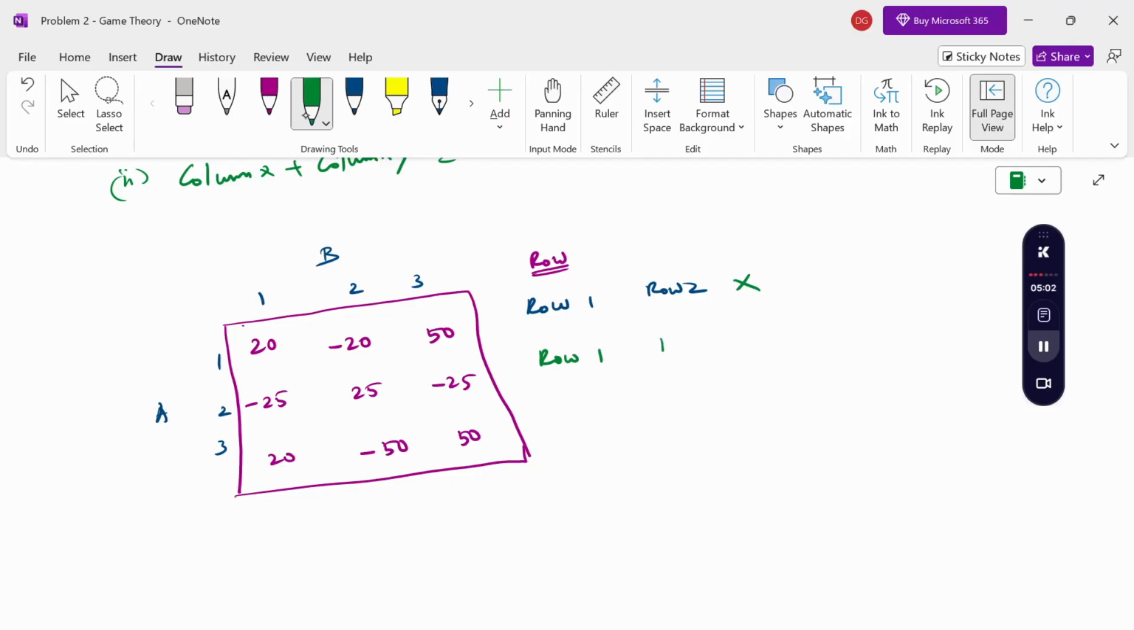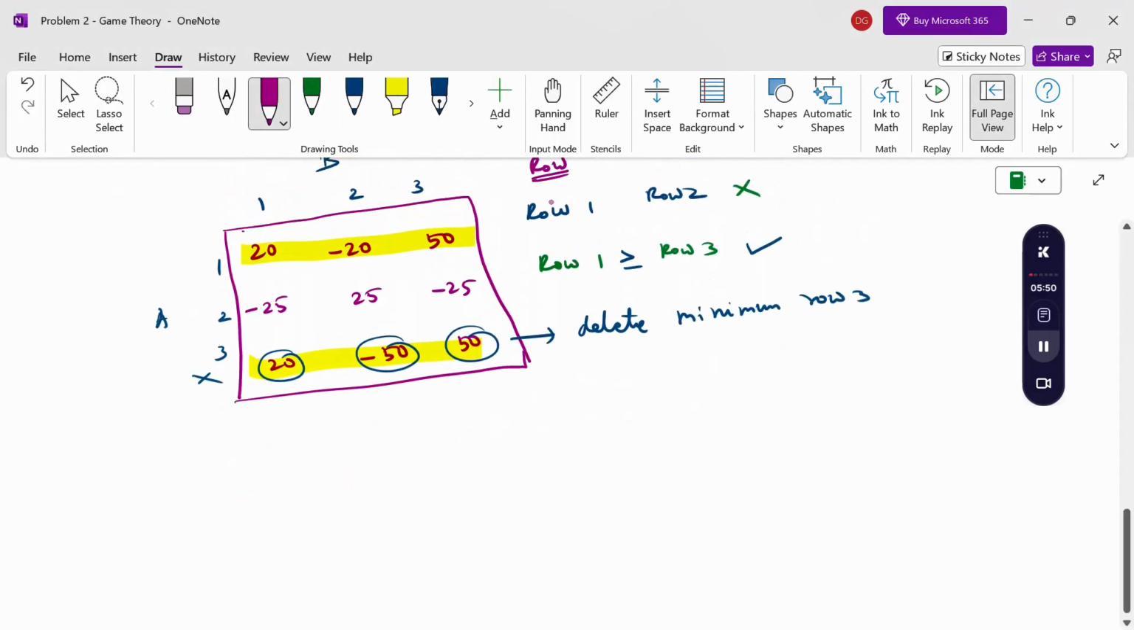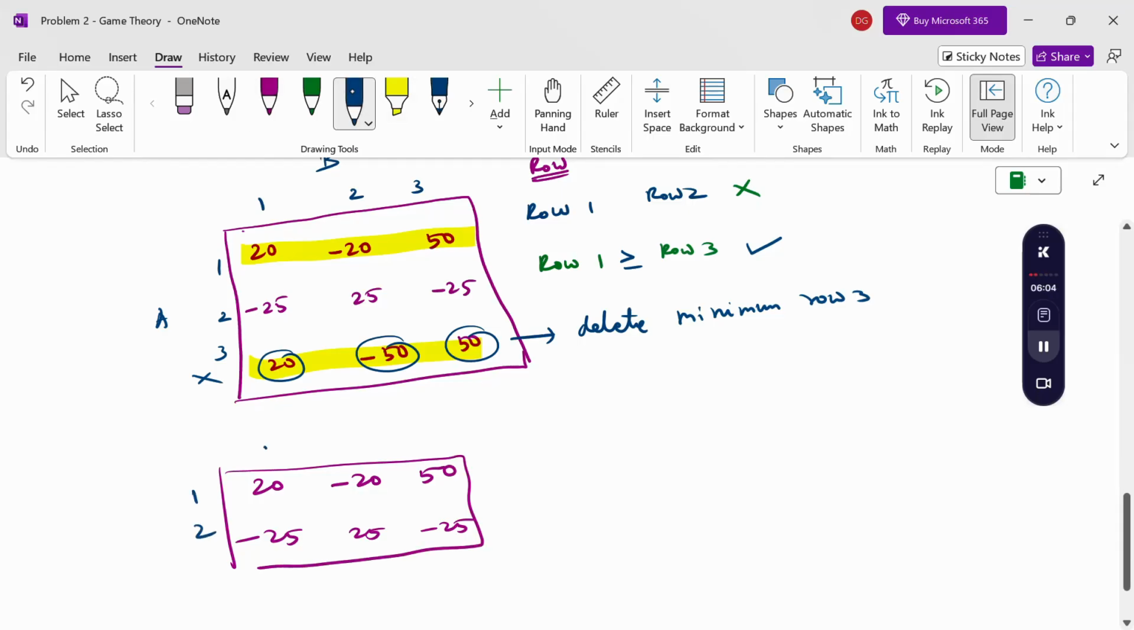Then the row 1, row 3 comparison. Here 20 is equal, and minus 50 is the minimum, 50 is equal, therefore this comparison is possible. So row 1 is greater than or equal to row 3, therefore delete the minimum row, row 3. So we have 20, minus 20; 50, minus 25; 25, minus 25, which gives rows 1 and 2 and columns 1, 2, 3.